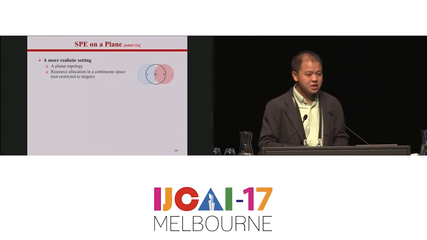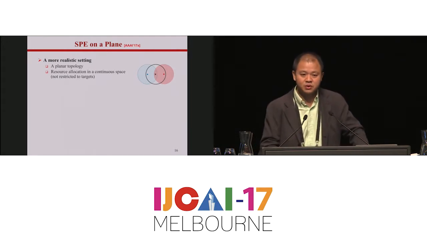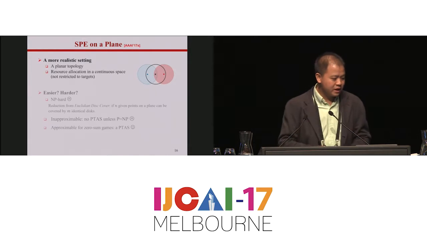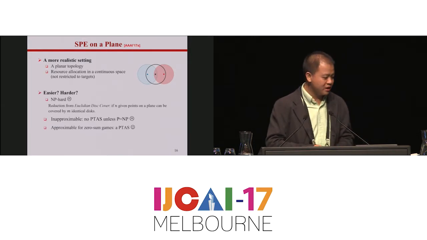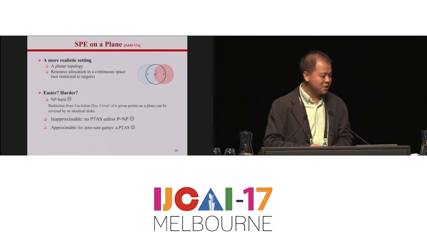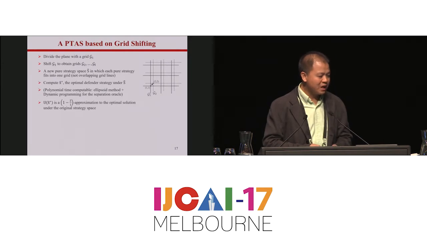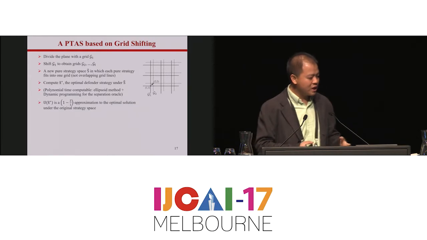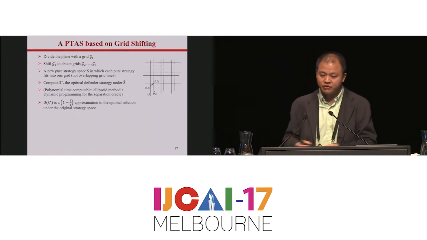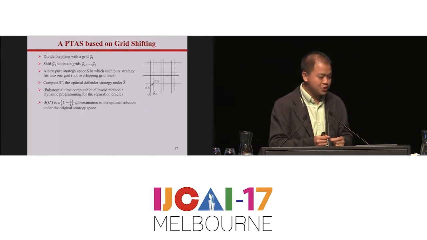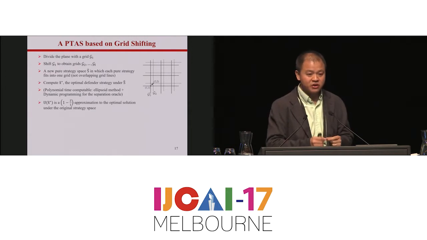So the problem here is how can we optimally allocate security resources on this 2D continuous plane if we can put the resource anywhere. And this problem is even harder. We developed some techniques to solve this. I will ignore the details based on grid shifting. So we build some grid, and for each grid we build some strategy. And the allocation should not overlap with the grid lines.